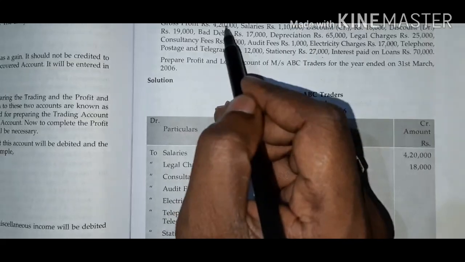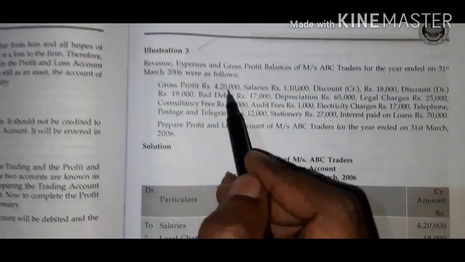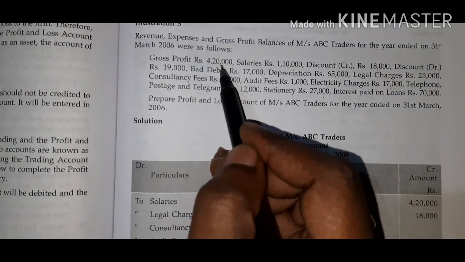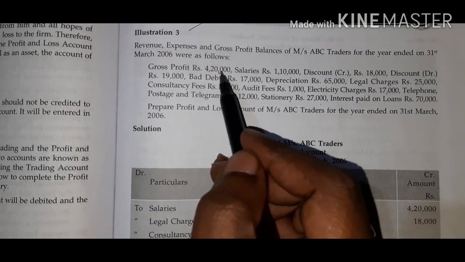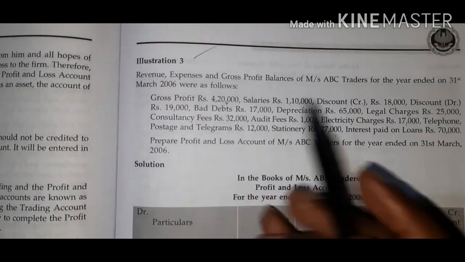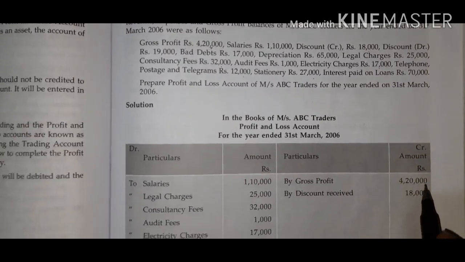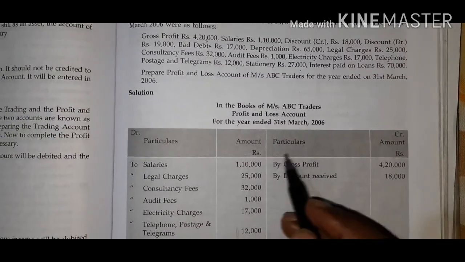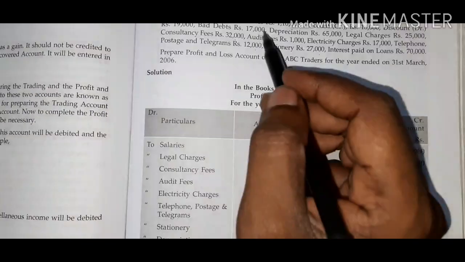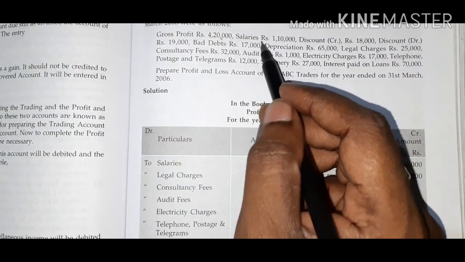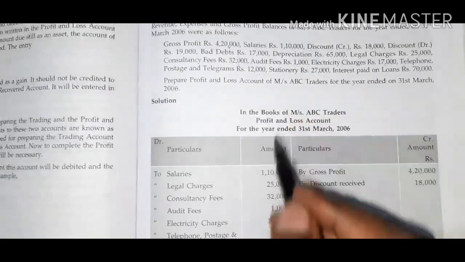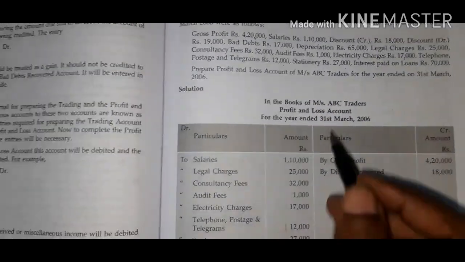Gross profit. It is a profit, friends. Profit shows a credit balance. It has been transferred from the trading account. Then the same will be shown to the credit of P&L account, friends. Then by gross profit brought down rupees 4,20,000. If it is a gross loss, it is debited to P&L account. Then salaries. Salaries is an expenditure, indirect expenditure, and the same is to be debited. That is to salaries 1,10,000.